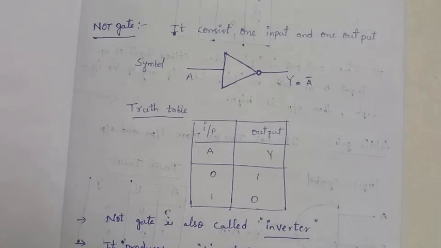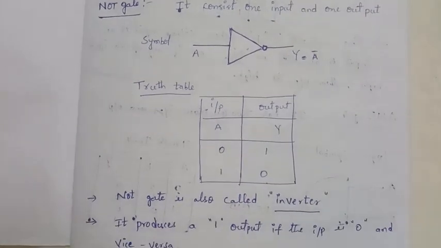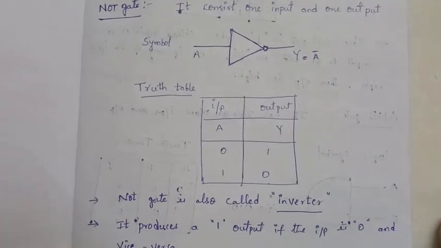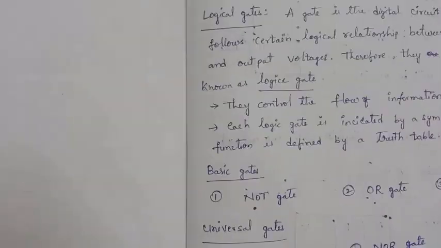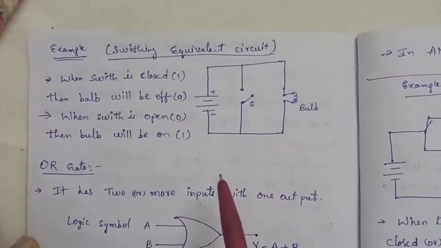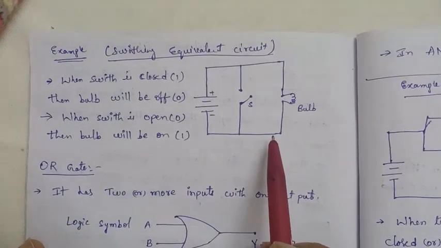NOT gate is also called an inverter. It provides output 1 if the input is 0 and vice versa. That means if the input is 0, the output is 1, and if the input is 1, the output is 0. So in our home, which type of signal works in this manner for this circuit? All of you observe this circuit.